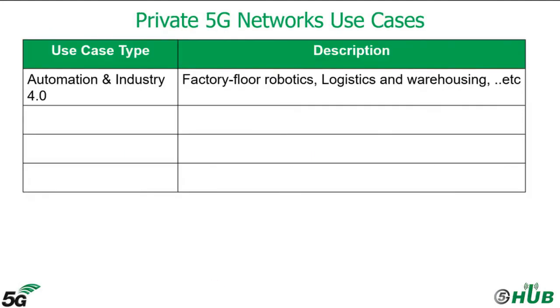The last thing we need to discuss today is the private 5G network use cases. So here we can see some types of use cases for 5G or private 5G networks, like automation and industry. Examples are factory floor robotics, like wireless robots, which introduce much greater flexibility to reconfigure production lines. Logistics and warehousing, pick and pack machines, often considered under the banner of Industry 4.0, typically focus on very dense deployment with low latency and high reliability requirements.